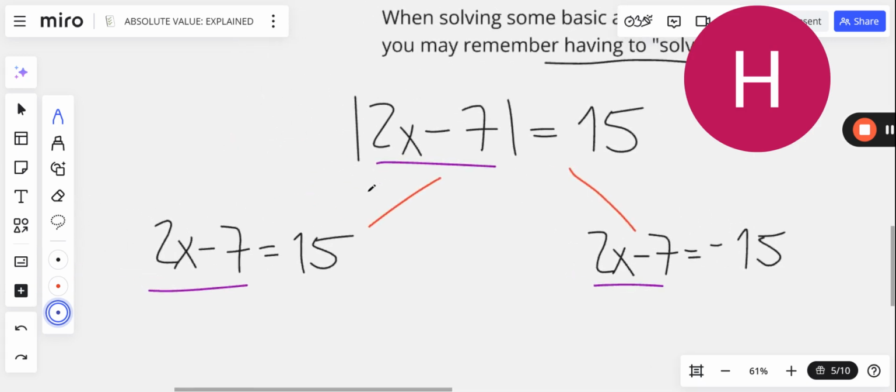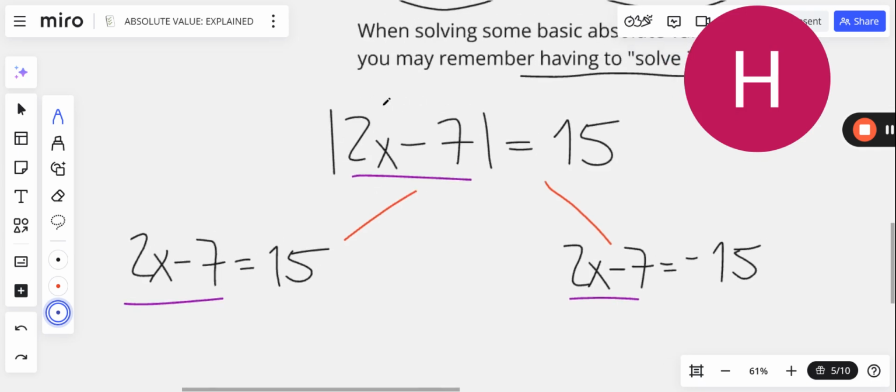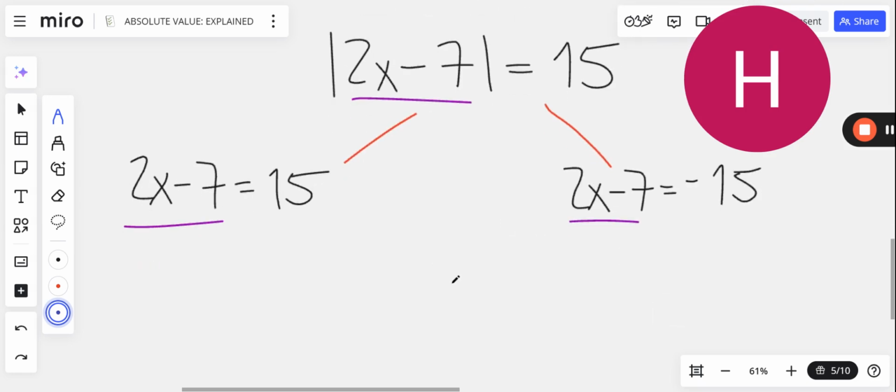What does the absolute value operation do? Well, it leaves a number alone if it's not negative. So if it's equal to 15, it's just 2x minus 7, nothing changes. But if the inside is negative 15, then it would flip it into a positive 15. And so we have to consider that the inside might also be equal to negative 15. And we just solve those. We use the exact same method for solving. We're just starting off with different equations.